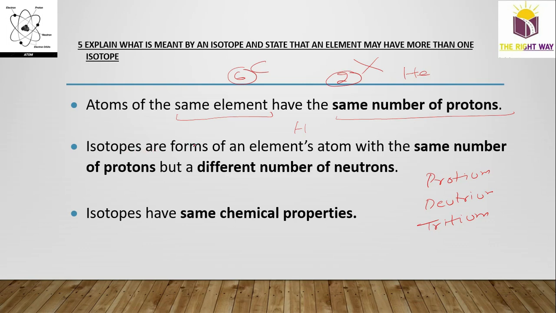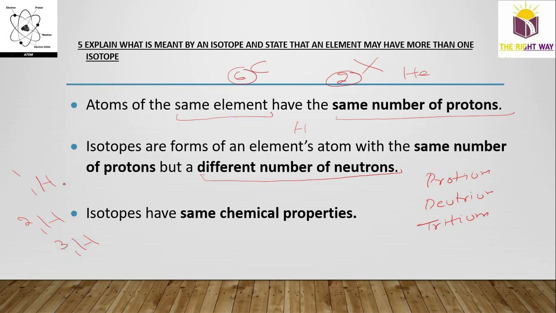Okay, isotopes are forms of an element's atom with the same number of protons but a different number of neutrons. If the number of neutrons changes and the proton number is the same, then it is the same element. But if the number of protons changes, then it becomes some other element. Elements with the same number of protons but different numbers of neutrons are called isotopes. For example, hydrogen 1-1, hydrogen 2-1, hydrogen 3-1.